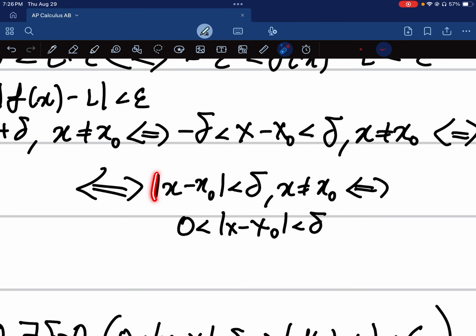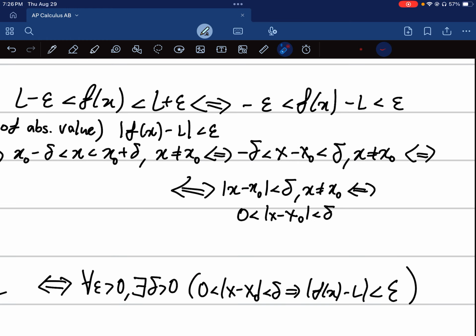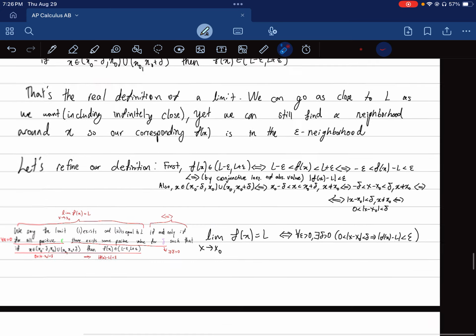If and only if the absolute value of x minus x naught is less than delta, and remember x is not equal to x naught, if and only if this is true, we add a 0 less than, because the only way that this could possibly be equal to 0 is if x is equal to x naught, which is not true, so it's not equal to 0, so we have to write greater than, and it's an absolute value, so it's always greater than or equal to 0.